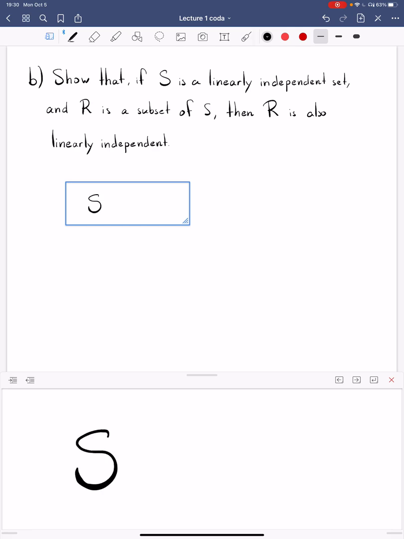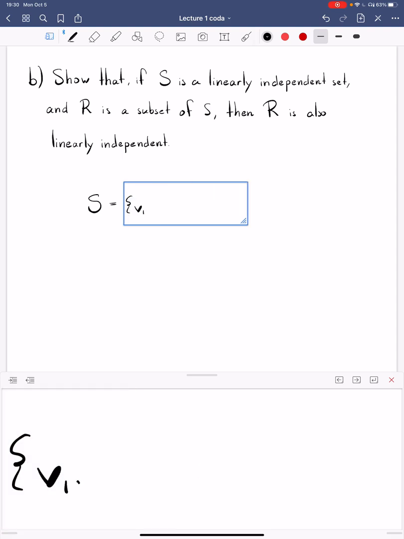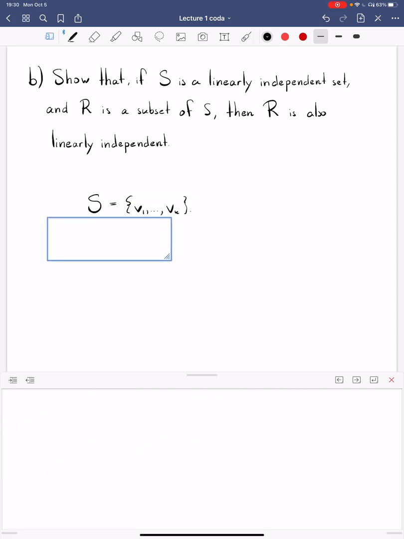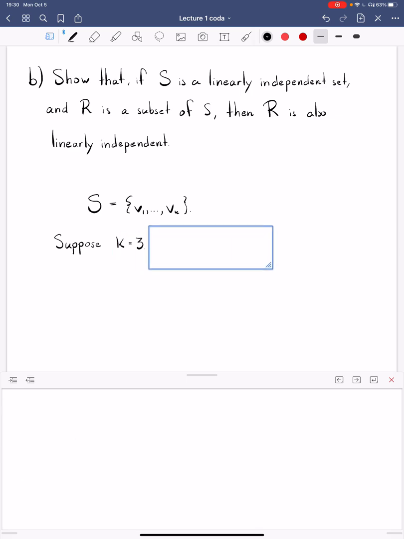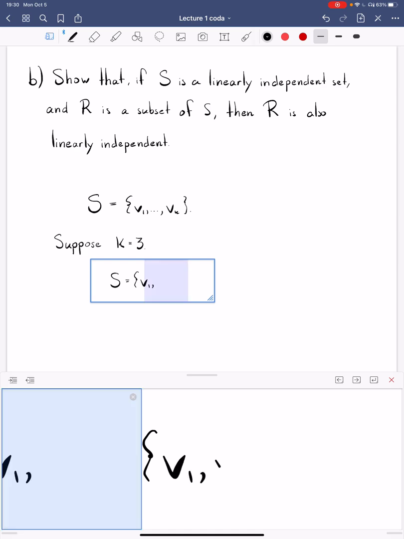And I think at the very start of problem 2, it's declared that S is a finite subset of some vector space V. And I'm saying that it consists of vectors v1 through vk. So maybe to make this a little more concrete, suppose, for example, that k is equal to 3, all right? Why not? So that means that S is equal to a set of three vectors, v1, v2, v3.